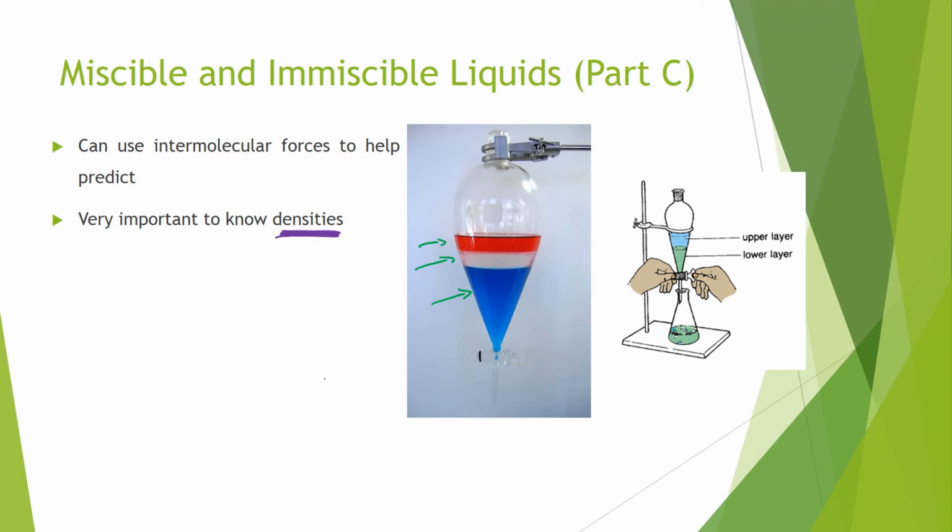Now, the blue liquid in this case is going to be the most dense. It's going to be on the bottom. And then the white has the second highest density, and the red is the least dense of the liquids in that picture.